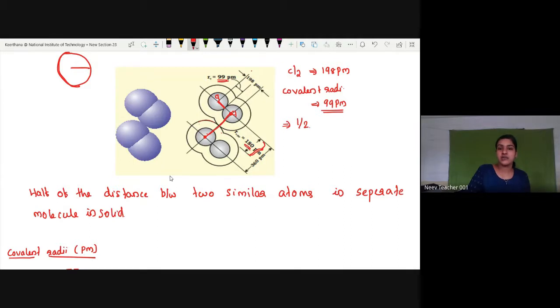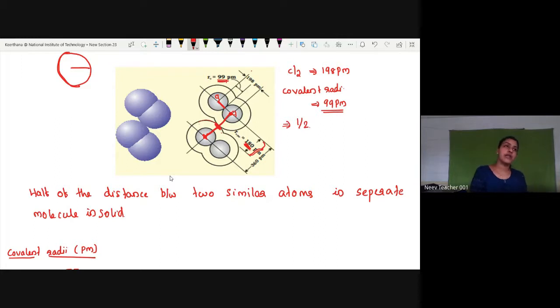So this is the atom core radius and this is the normal atom radius, which represents the overall size of an atom. So how will we find the van der Waals radius? We will take the distance between the similar atoms in two different, separate molecules in a solid, and take the half. So you will find the van der Waals radius, the normal radius of an atom. So how do you find the van der Waals radius? It is half of the distance between two similar atoms in separate molecules in a solid.